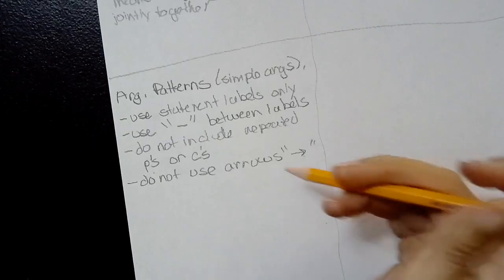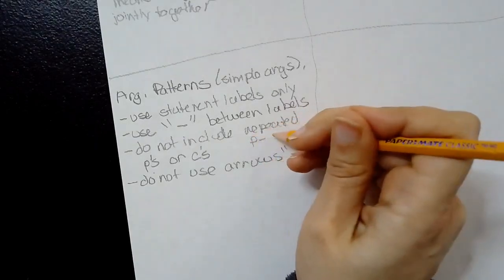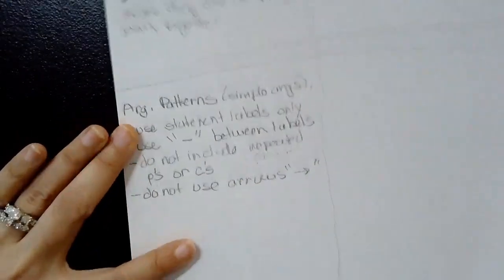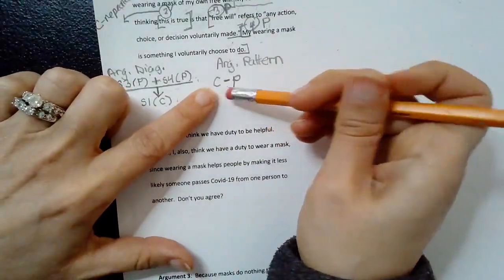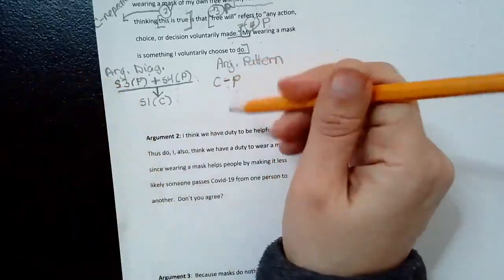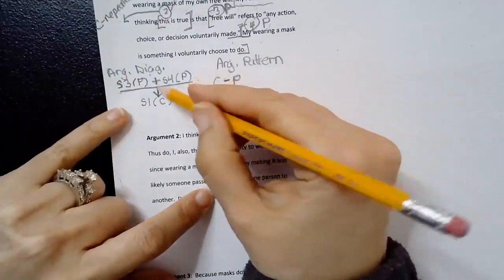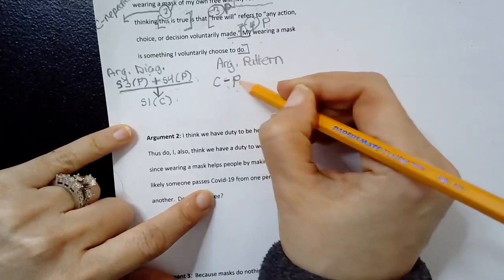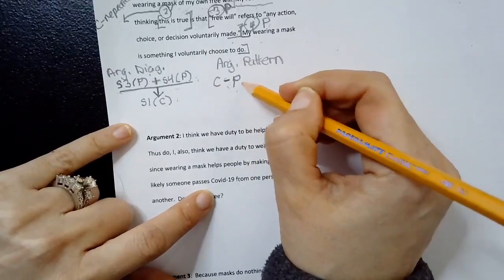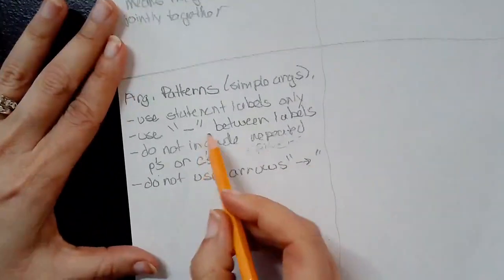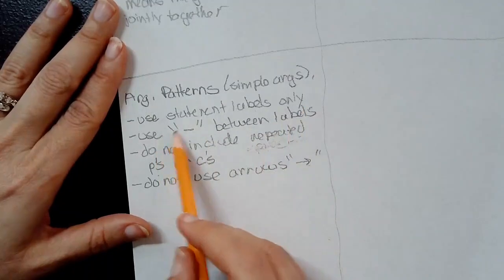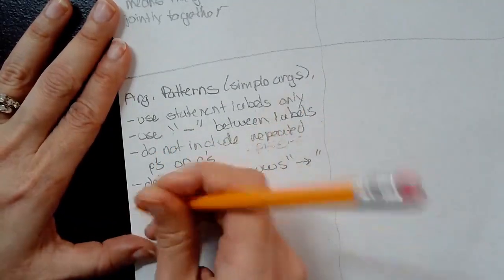If you have an argument where you first get a premise and then a conclusion, let's look at why this is important. Here you have a conclusion followed by a premise. Dash just means followed by. Arrow means in support of. If you use an arrow here, you're telling me a conclusion is being used in support of a premise, but in a simple argument, that is never the case. Okay, so let's see if we need to write anything else as we end our video. Use statement labels only. Use this between the labels. Do not, okay.